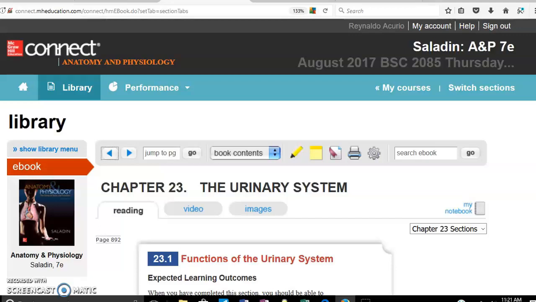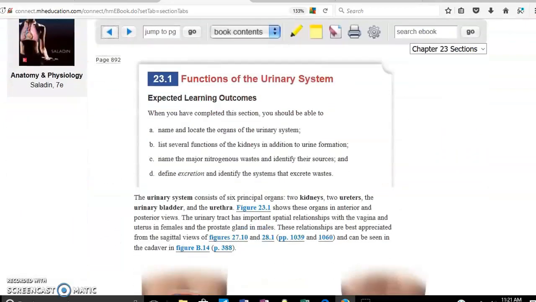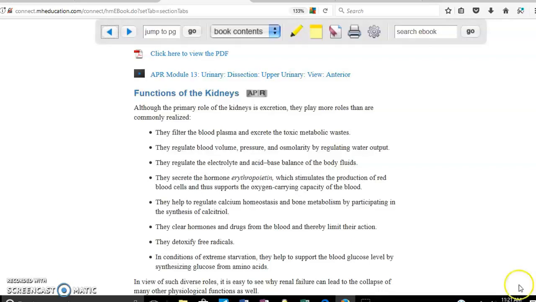Okay, this chapter is the urinary system. We're going to start with the functions of the urinary system. So the main job of the urinary system is to filter the blood to produce urine. And by doing that, it is going to get rid of metabolic waste.